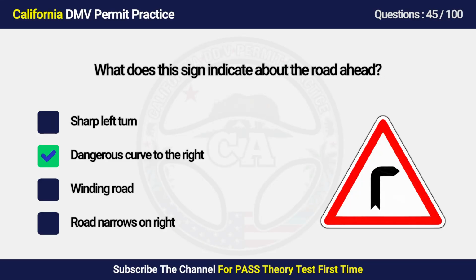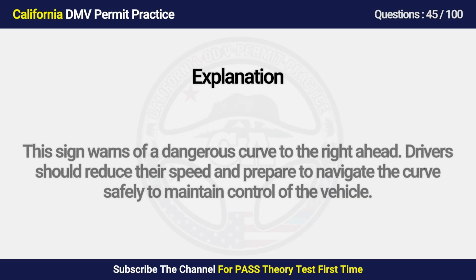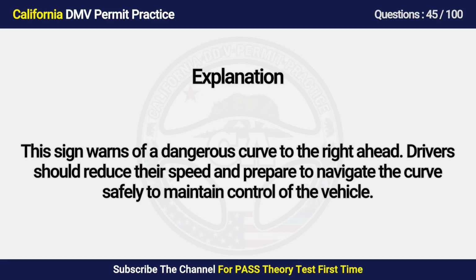Answer is B. Dangerous curve to the right. This sign warns of a dangerous curve to the right ahead. Drivers should reduce their speed and prepare to navigate the curve safely to maintain control of the vehicle.